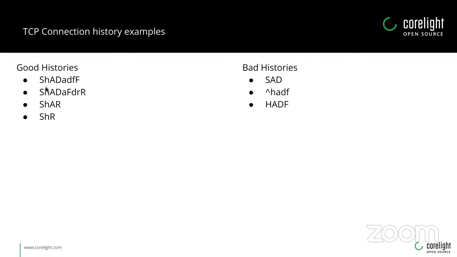Now, there's many variants of good histories. Things will start out with some form of the three-way handshake and then some amount of data, ACKs, some combination of FINs and resets. It doesn't really matter too much. The one that I did mention that's a little weird is sometimes you get an aborted three-way handshake. And bad histories will generally be all uppercase or all lowercase.